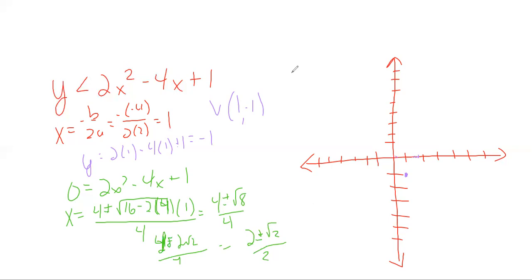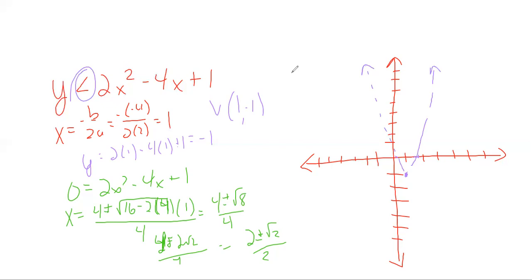That's all we need. The next thing we need to look at, there it is. It's a dotted line. There's my parabola. Pick a point outside of the parabola or inside. Either one, it doesn't matter.